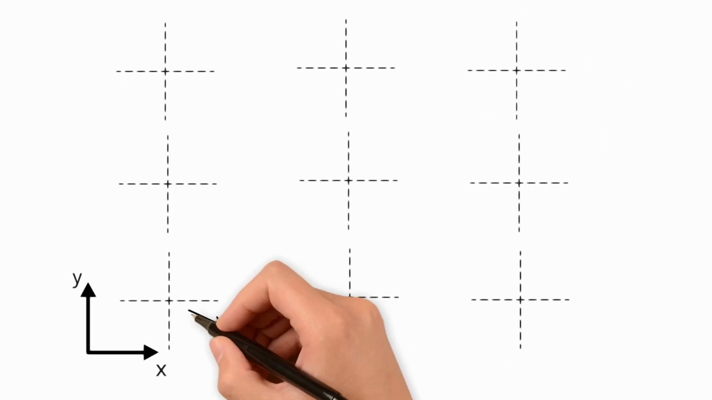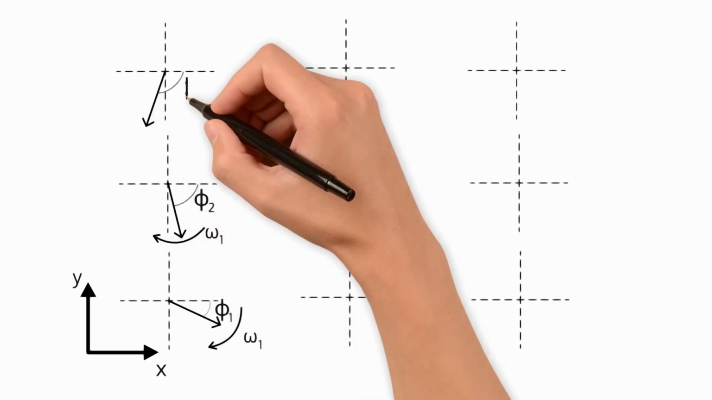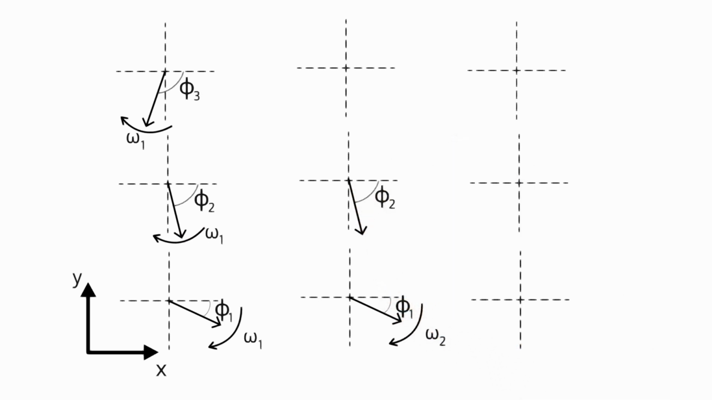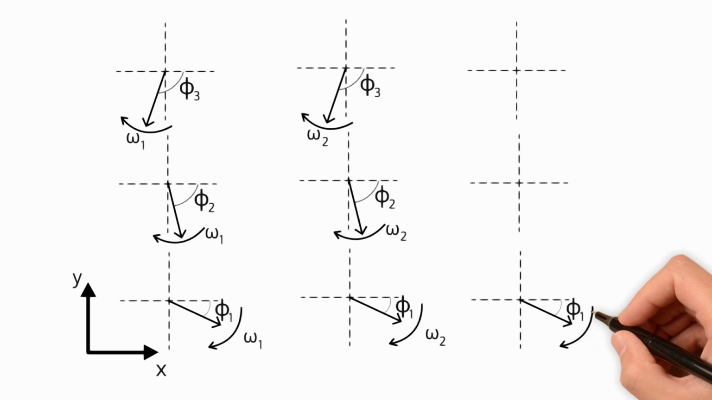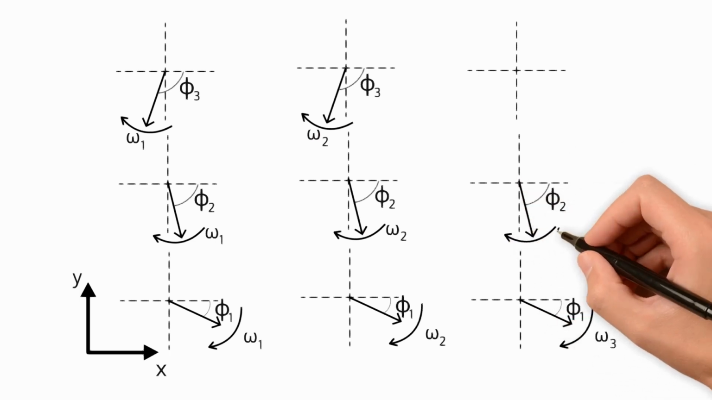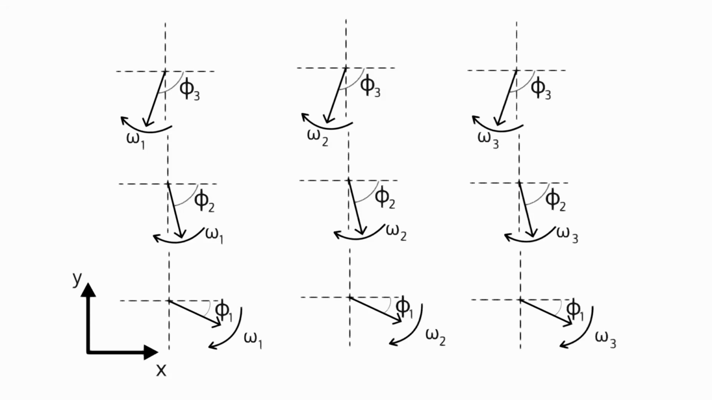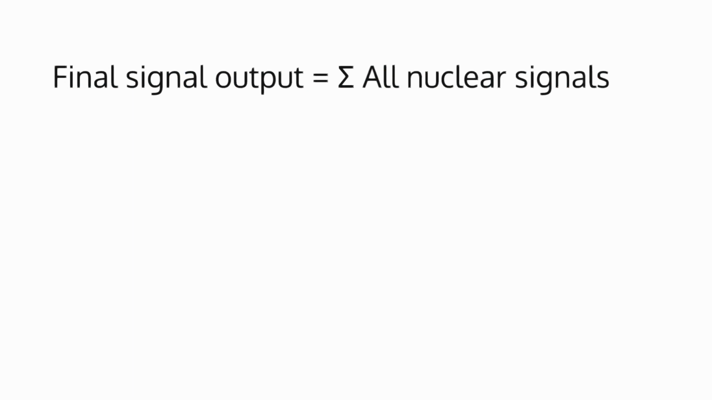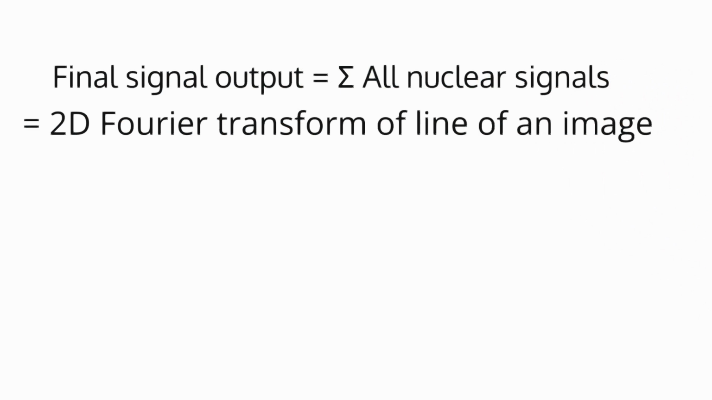To make this clearer, here's a diagram of 9 equally spaced protons' magnetic moments at the instant that Gx is applied. It illustrates that the phase of each proton's moments is constant in x and varied in y, and the reverse for the proton's precession speed. All these different frequencies from each nucleus are superposed in the final signal output, and it can be shown that this signal is equivalent to a 2D Fourier transform of a line in the desired image.